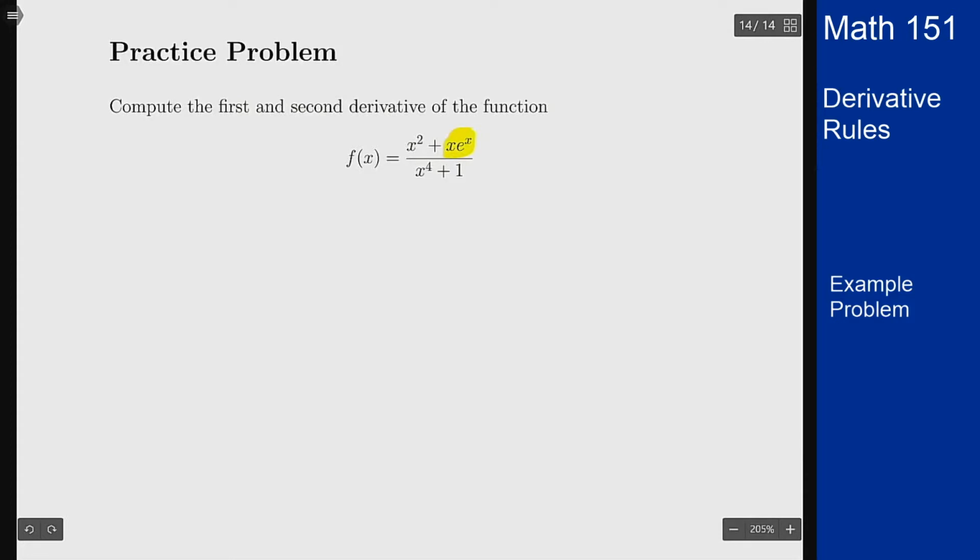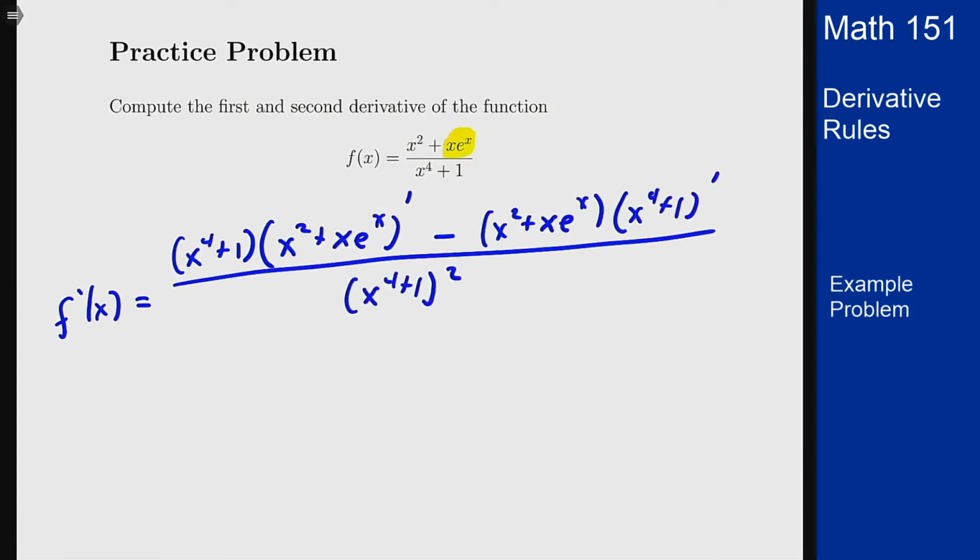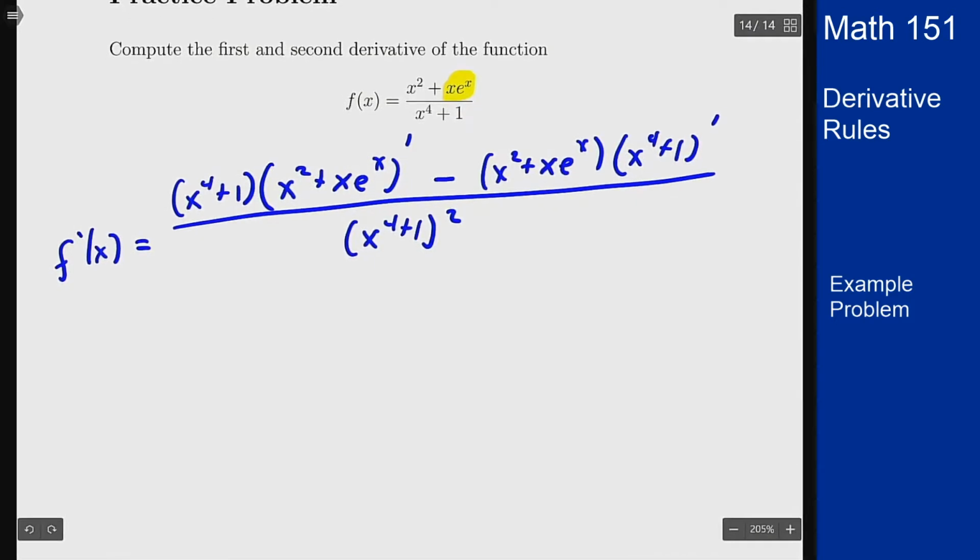Let's write out the first derivative with the quotient rule. So the first derivative should be the bottom times the derivative of the top minus the top times the derivative of the bottom, all over the bottom squared. Now we can put these two derivatives on top and simplify out our expression. So this will give us an x to the fourth plus 1. And the derivative here is going to be a 2x for the x squared.